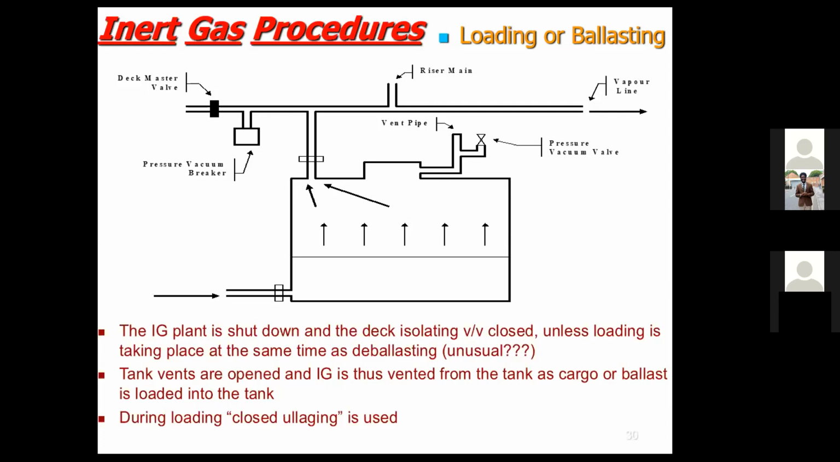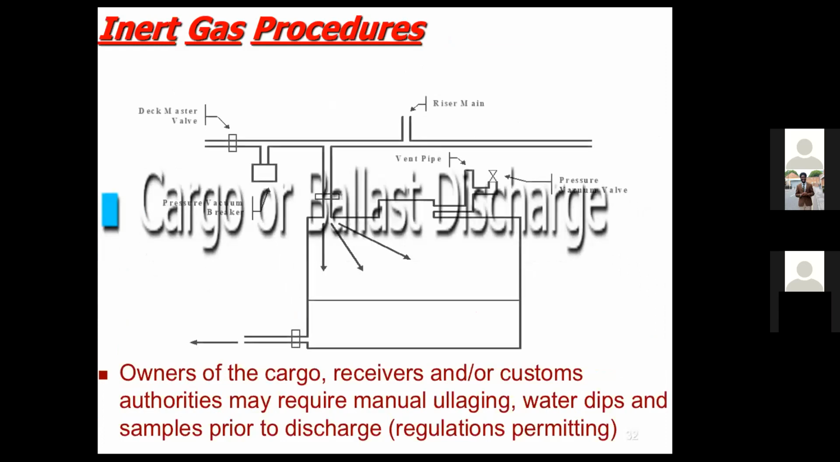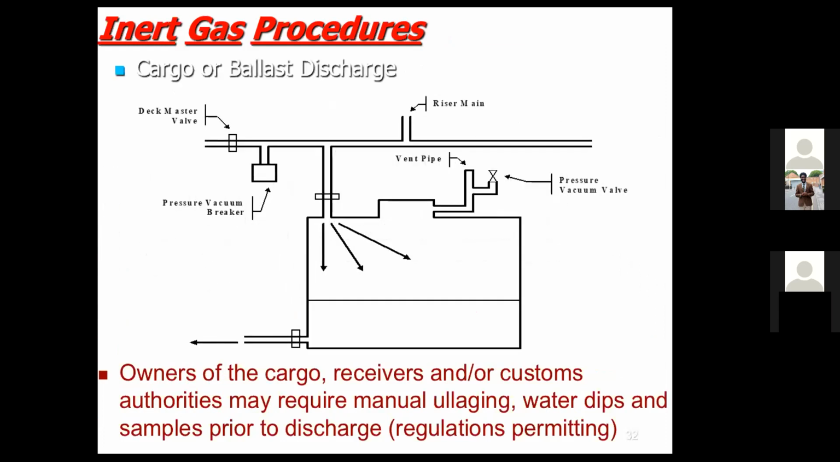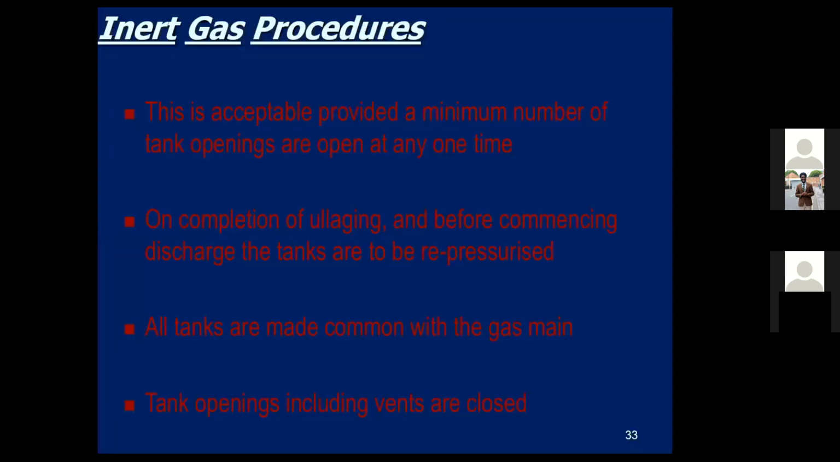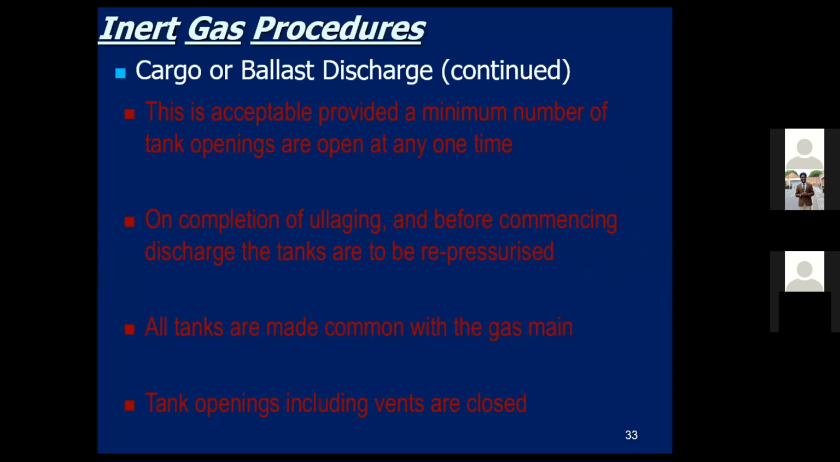So during loading operation, closed gauging is being used. That's for bigger tankers, but smaller tankers still use open gauging, like the bunker barges that we are all aware of, and some of them that are not really classed. They still use open gauging. So this talks about ullaging, and still, during ullaging and dipping for sample collection, the tanks must be in inert condition, which is very important. So now, how many tanks are you supposed to open at a time?